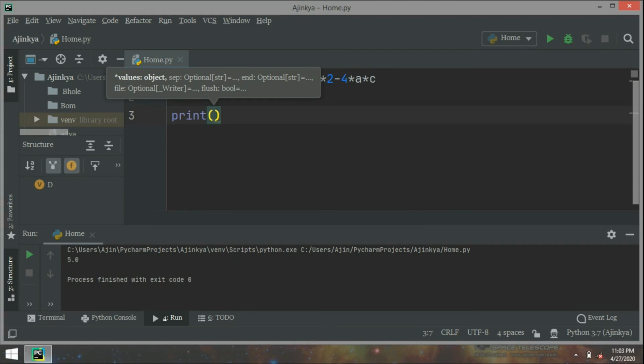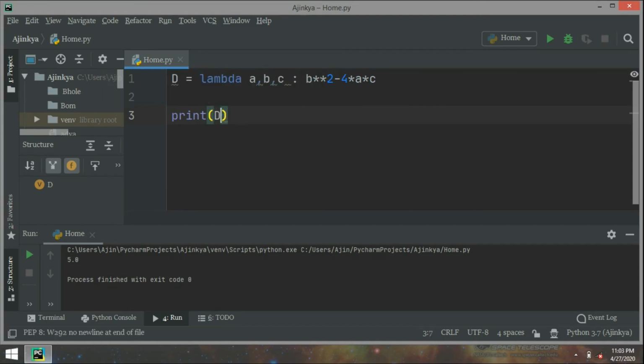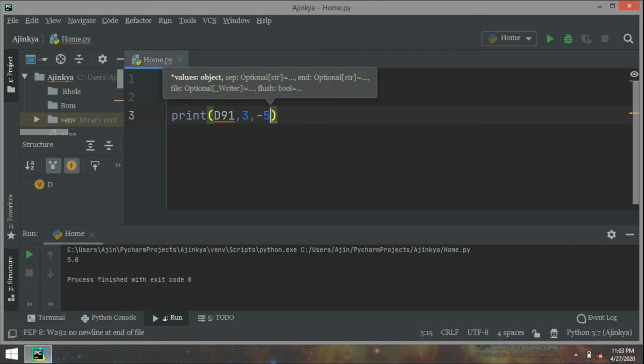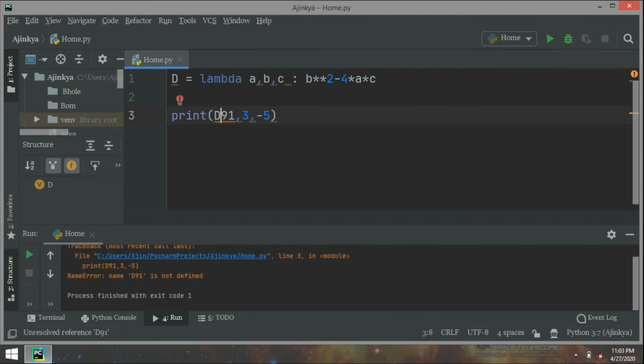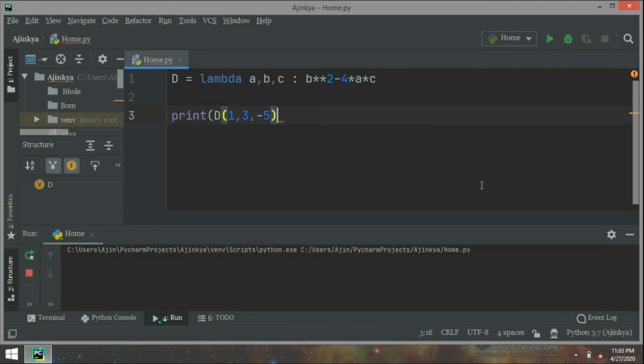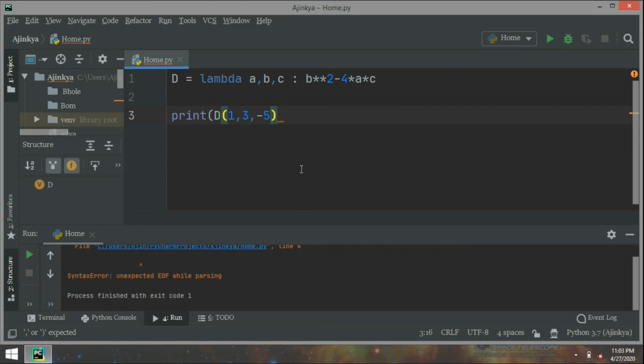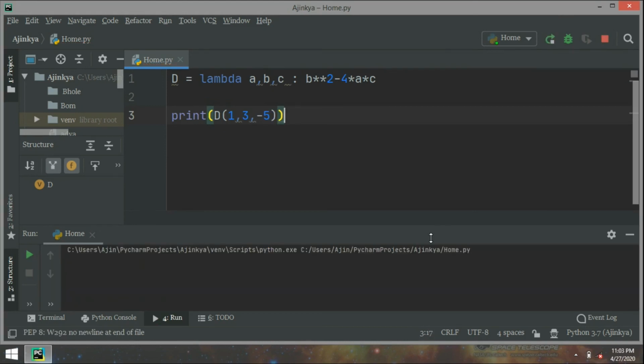Suppose I have a quadratic equation x square plus 3x minus 5. So I enter 1, 3 and minus 5 in the argument, and since the value will be stored into D, I'll be calling it like D(1, 3 and minus 5). Here it goes. Now see, it is fine. So D(1, 3, minus 5), one more bracket is required. Now it says 29. So b square means 3, 3 square is 9, minus 4 times 1 times minus 5. So 9 plus 20 is 29. This is how the lambda functions work.